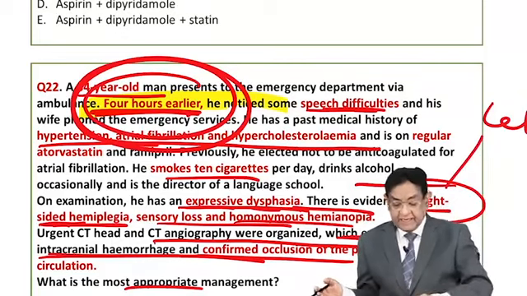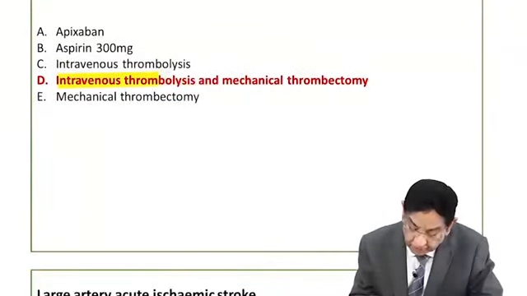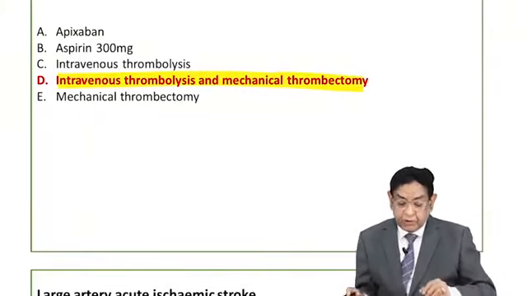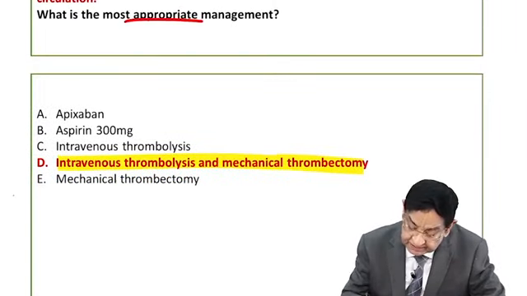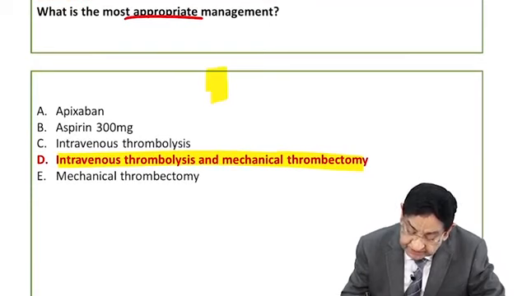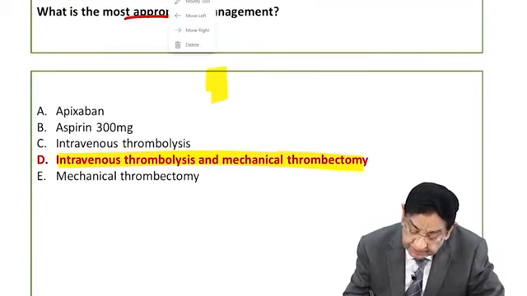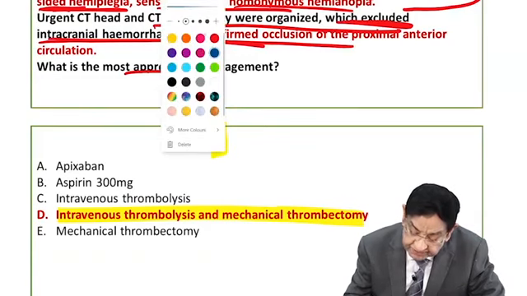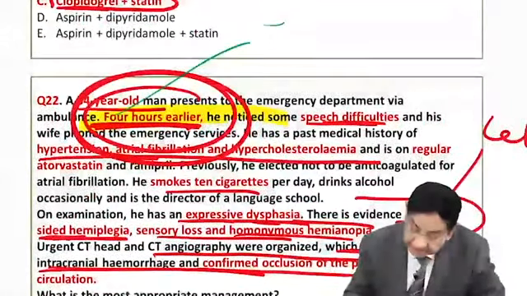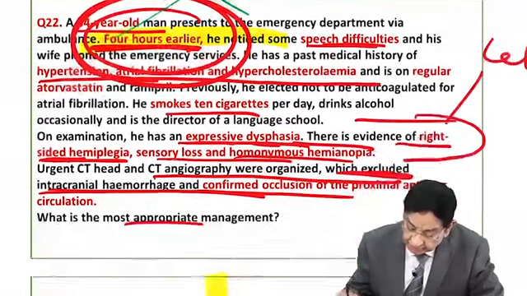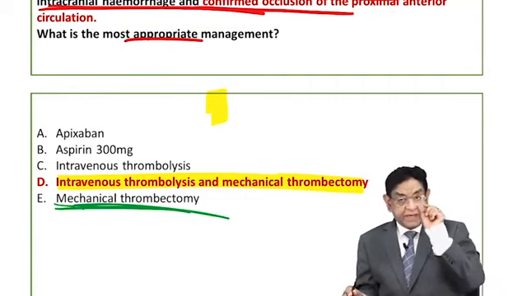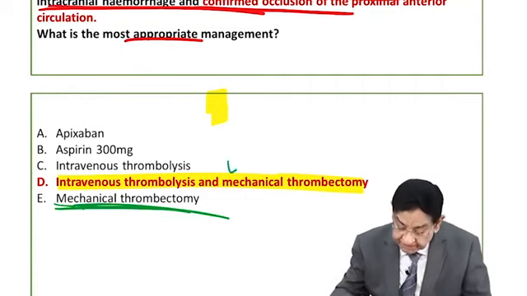Your concepts are clear. Now, he is an ideal candidate for thrombolysis as well as mechanical thrombectomy. Suppose the time in this question was 5 hours. Then you have to go for only mechanical thrombectomy. But here the time is 3 hours. This is the best answer.